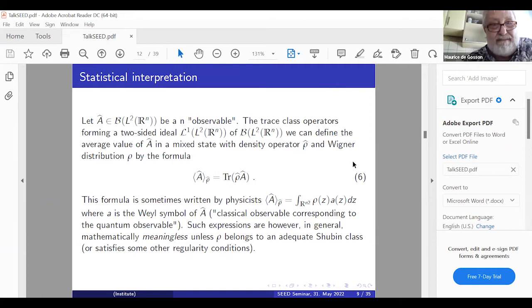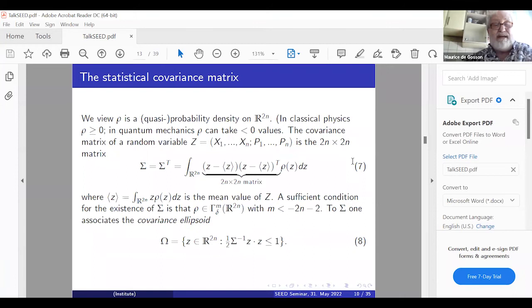Okay, so since we give a statistical interpretation of the density operators, we can define the covariance matrix. So we view rho, that is the Wigner distribution, as a quasi-probability density on R^2n.